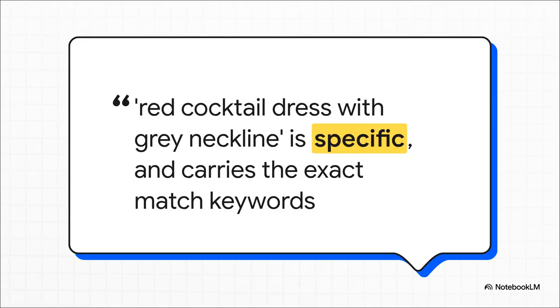And this is a perfect example of what I'm talking about. Someone searches for something super specific, like red cocktail dress with gray neckline. Now, if you have a themed ad group just for cocktail dresses, your ad can be just as specific. It can use those exact keywords. That level of relevance is incredibly powerful. It makes the person searching feel like you totally get what they're looking for.